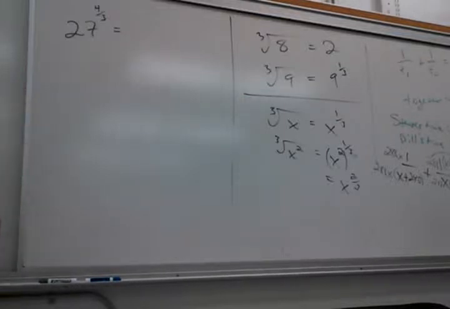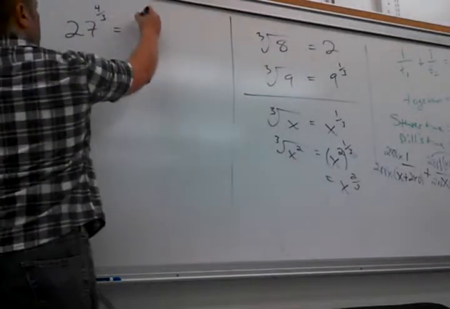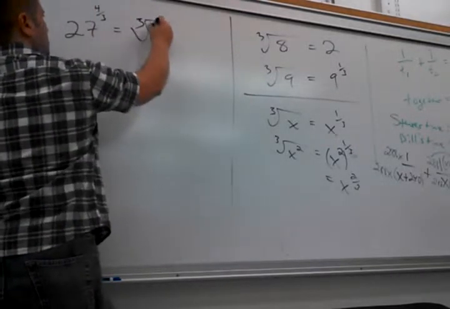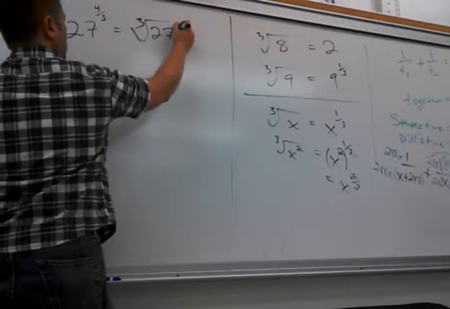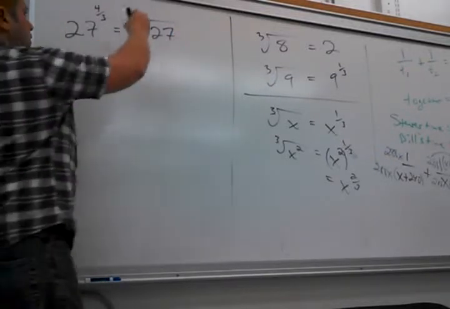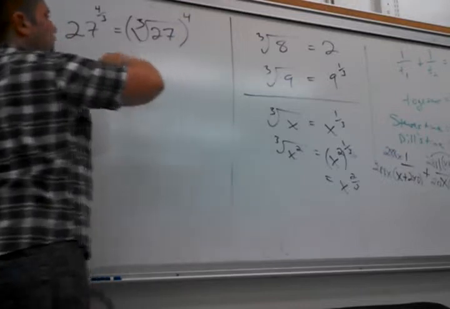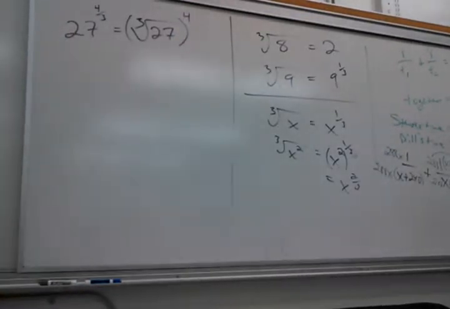Yeah, again, what's on the bottom of plants? Roots. So what's on the bottom of the power? Roots. So third root, 27. Now you could put the 4 there, but I don't want a fourth power of 27. I'd much rather fourth power the answer. Because what is the cube root of 27?